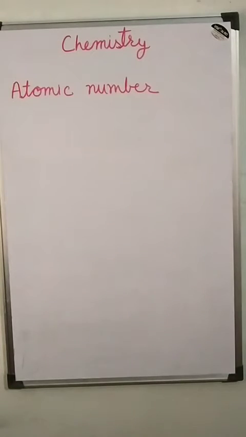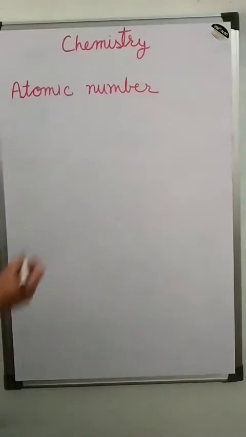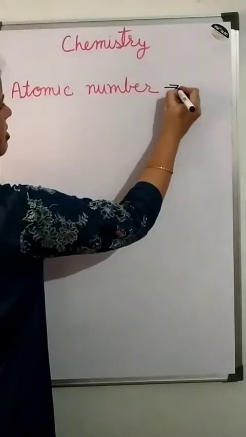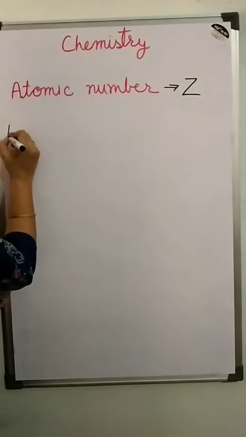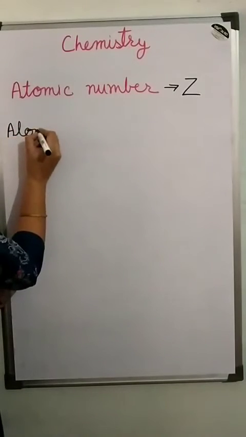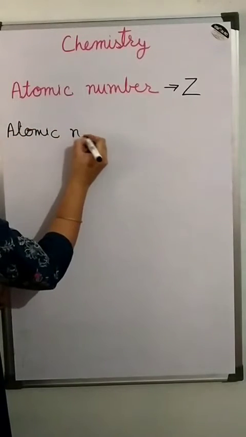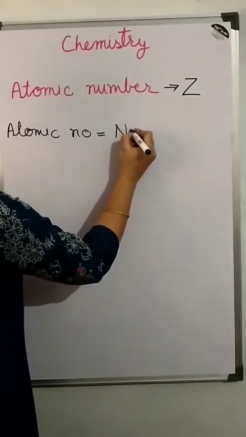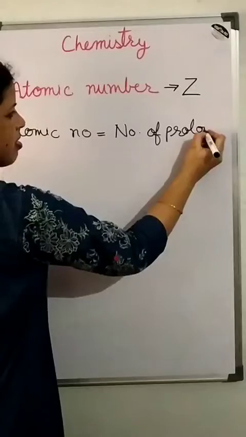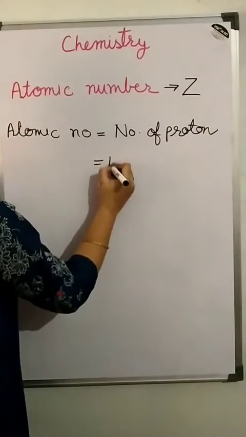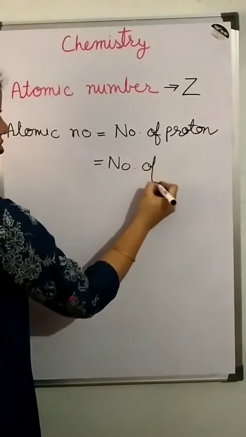Everyone, today I will explain atomic number and atomic mass number. We represent atomic number by Z. Atomic number is equivalent to the number of protons or the number of electrons.